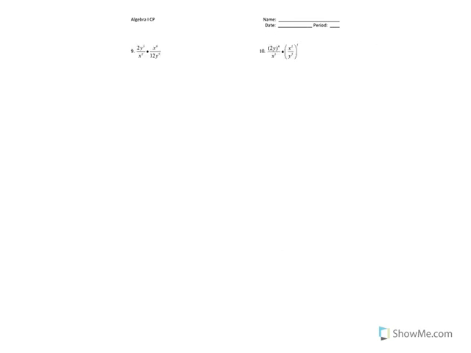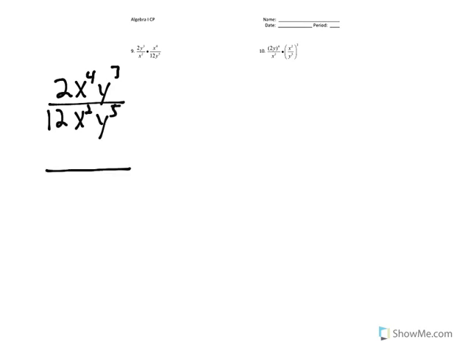Okay, number 9. Multiplication. So we're multiplying two fractions together. We're going to multiply straight across, and I'm going to align my terms here. Okay. So 2/12 reduces by 2, so 1/6.